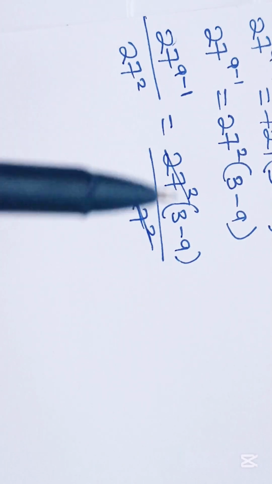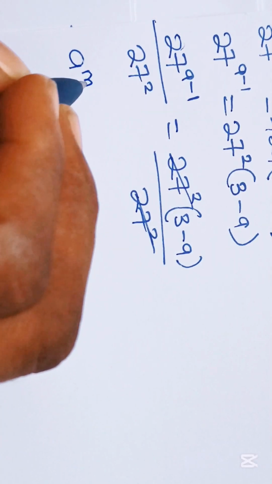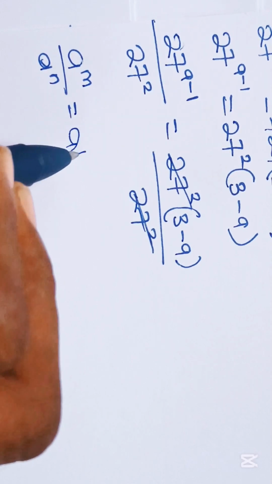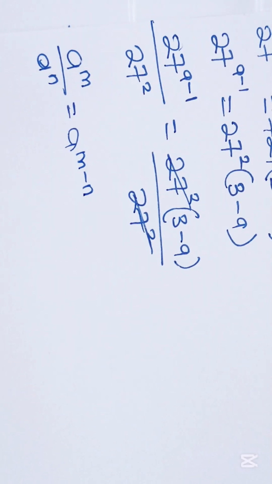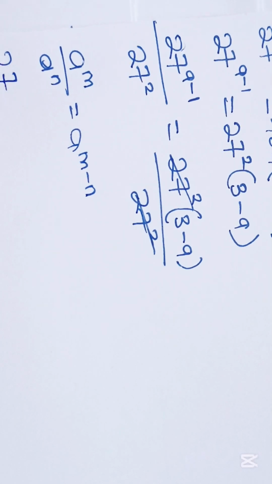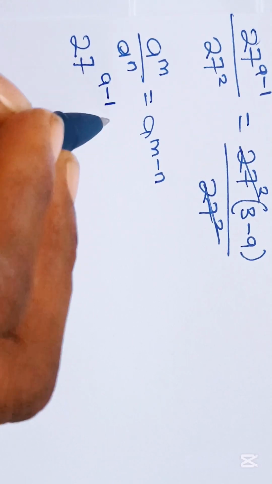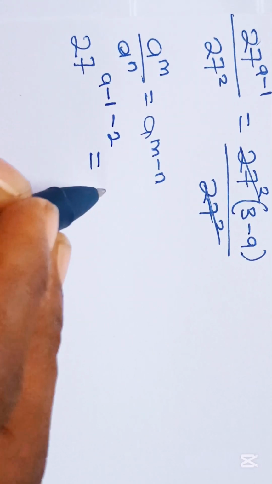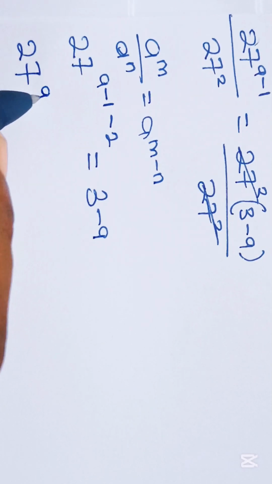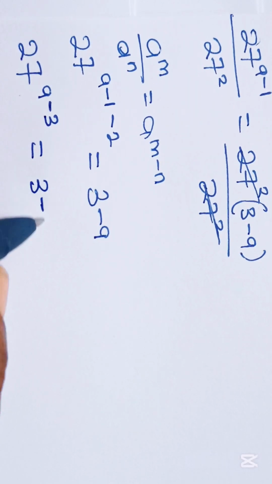Now look at this. We have the same base, and according to the law of exponents, a^m divided by a^n is equal to a^(m minus n). So we pick the base, which is 27, and subtract the powers, which is A minus 1 minus 2, is equal to 3 minus A. So here we have 27^(A-1-2), which gives us 27^(A-3), is equal to 3 minus A.